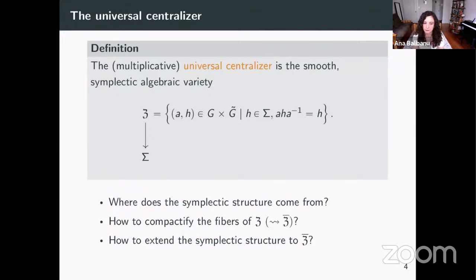And now to answer the first question, I will have a brief reminder on quasi-Poisson manifolds. I'll pause for a second if there are more questions before we keep going.